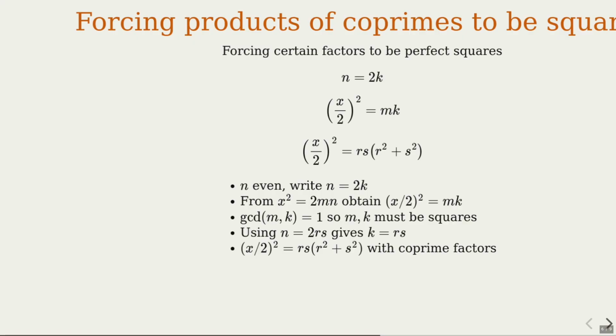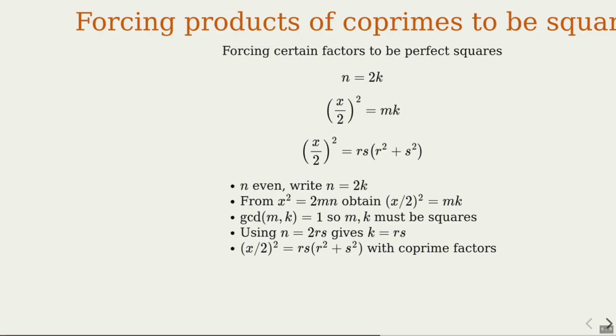Go back to the equation x squared equals 2mn. Substituting n equals 2k, we get x squared equals 4mk. Or, equivalently, (x over 2) squared equals m times k. From the construction of the first triangle, we know that m and n, and hence m and k, are coprime. So we have a product of two coprime integers, m and k, that is a perfect square. That is only possible if m and k are themselves perfect squares.